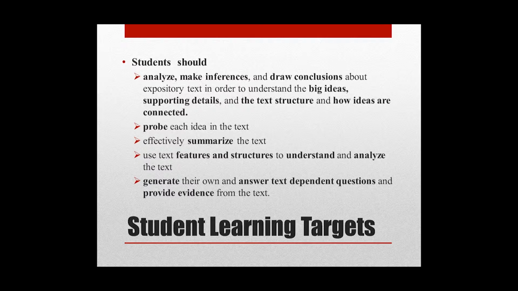Students should analyze, make inferences, and draw conclusions about the expository text so that they can understand the big ideas, their supporting details, and the text structure, and how those ideas are all connected. They should probe each idea in the text, effectively summarize, use text features and structures to understand and analyze the text, and then generate their own and answer text-dependent questions and provide evidence from the text.